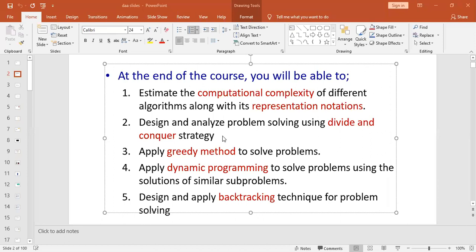So how many techniques are there totally in DA? One is divide and conquer, greedy, dynamic programming, and backtracking. These are the 4 methods you have. Using the 4 methods, you are going to calculate space complexity and time complexity.